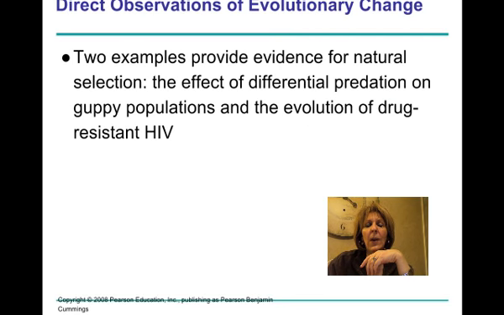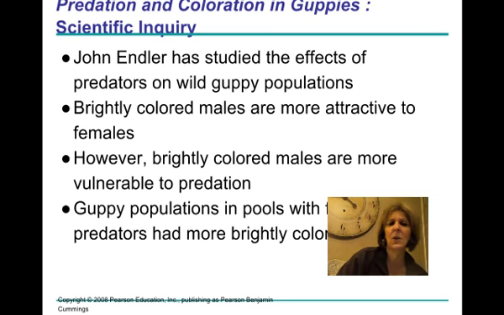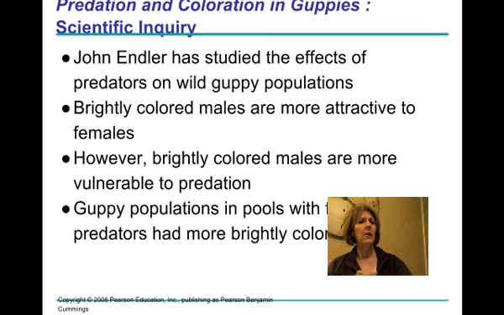So we have lots of evidence for evolution. We have some direct observation of evolutionary change, of course, in organisms that reproduce very quickly, like microorganisms, and also the evolution of drug-resistant HIV. So we're going to talk just a little bit about Dr. John Endler's study of wild guppy populations. I think these were in South America, but these guppies were in different pools.